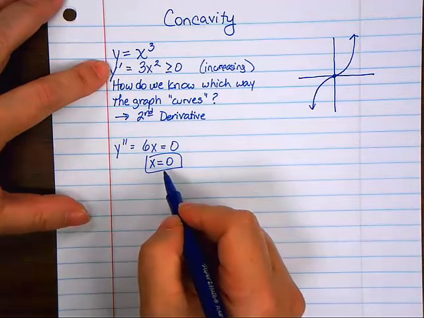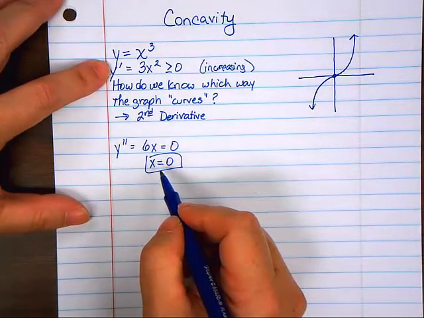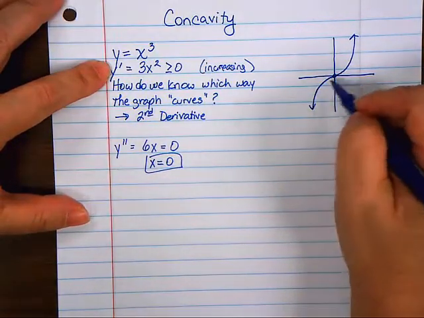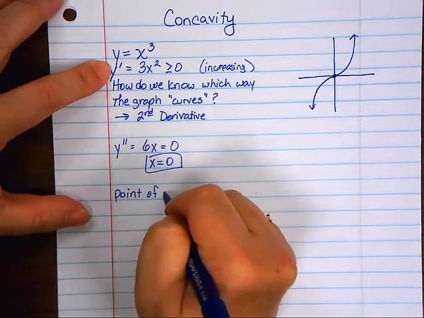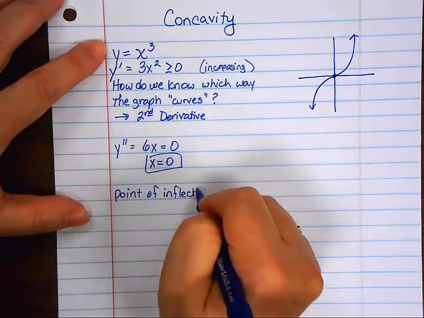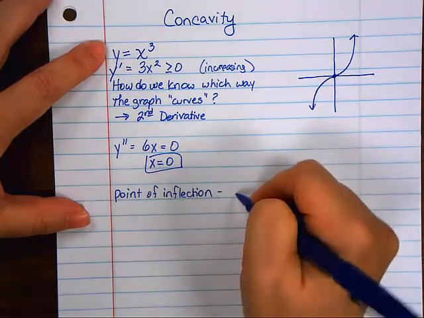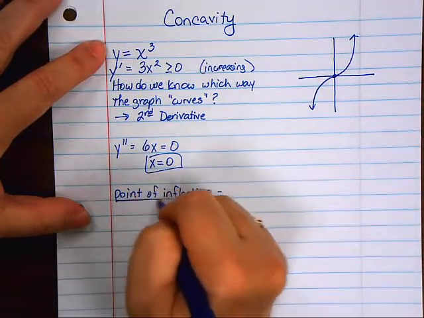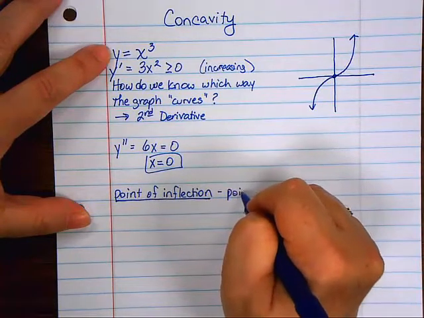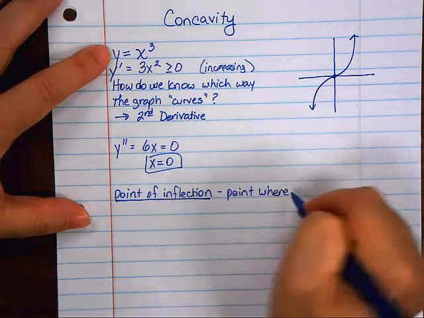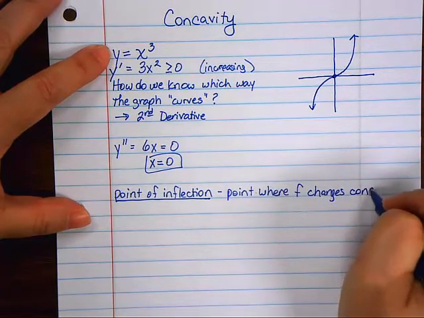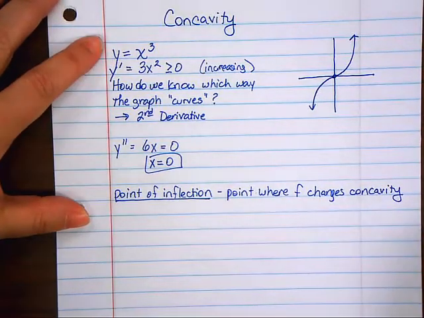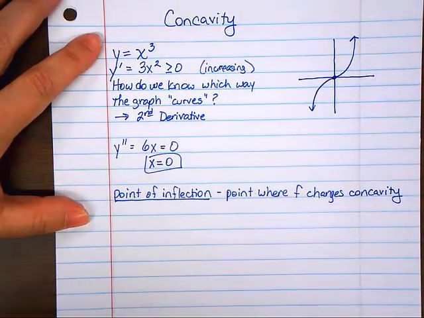Now, this point right here has a name. The point where the graph changes concavity is called a point of inflection. And it is a point where f changes concavity. Now I could tell from the graph that it does. I'm going to algebraically prove to you that it does as well.